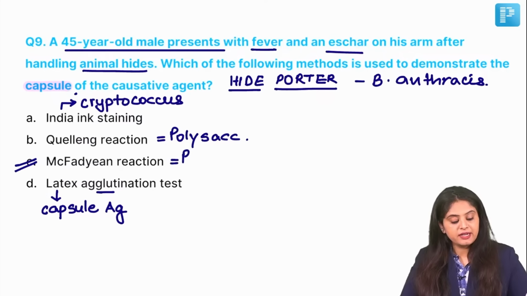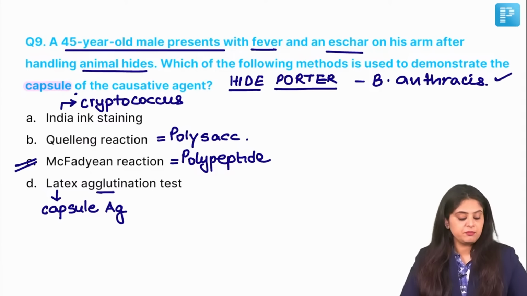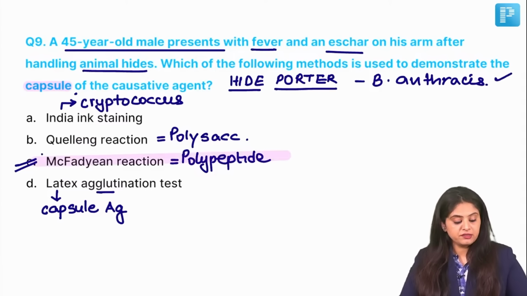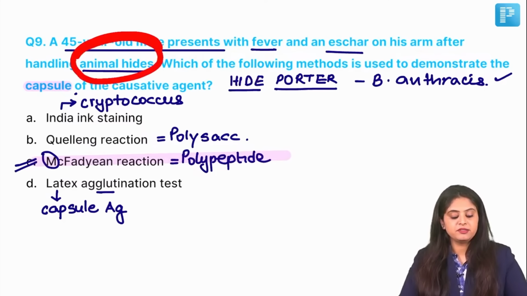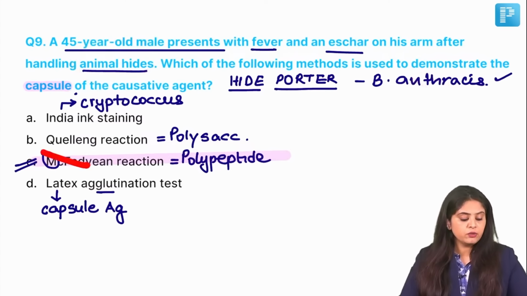But for anthrax, which carries which kind of a capsule? Polypeptide capsule, as you see over here, I prefer to do McFadyean reaction. So now my question is, what is McFadyean reaction? What level 2 question will come from here? Okay, this is a case of anthrax, animal history, animal skin with anthrax. You are doing McFadyean reaction. How do you do McFadyean?